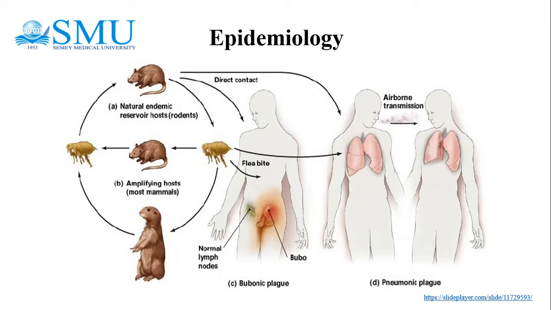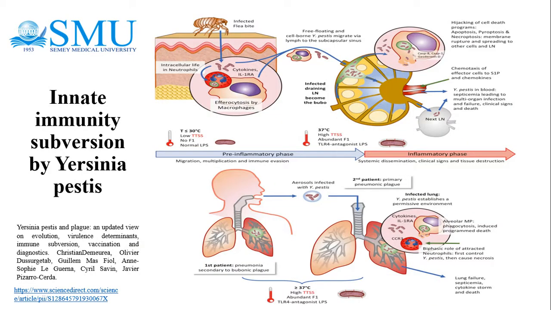Seasonality: plague is seasonal in North India, and in South India it occurs throughout the year, which may be attributed to the climatic conditions of the south favoring the rodents to breed. And next, innate immunity subversion by Yersinia pestis.